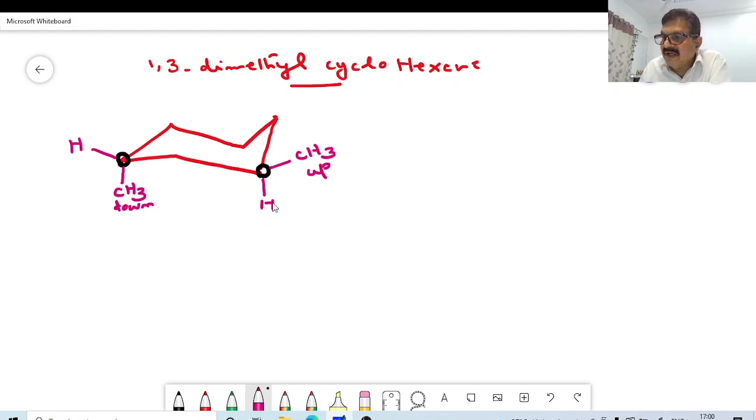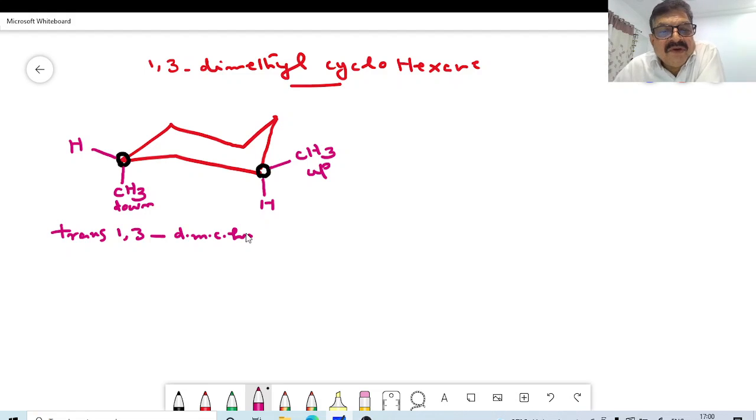This is our conformation number 1. Trans 1,3-dimethyl cyclohexane. Okay, dimethyl cyclohexane. I will write shortly. So one is a down bond, another one is an up bond. Okay, 1,3 position. This is conformation number 1.